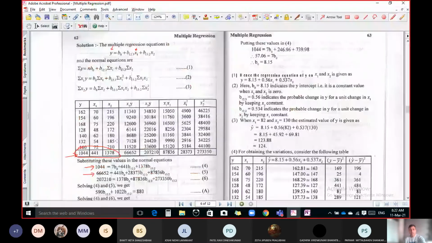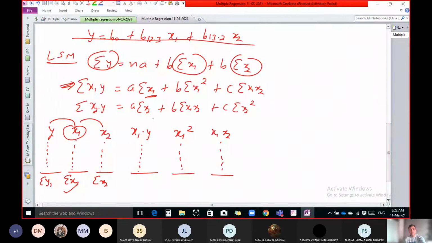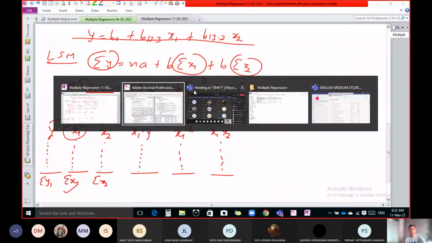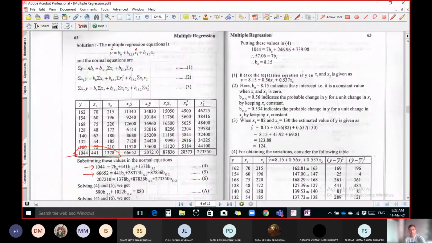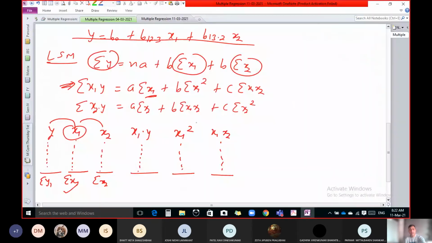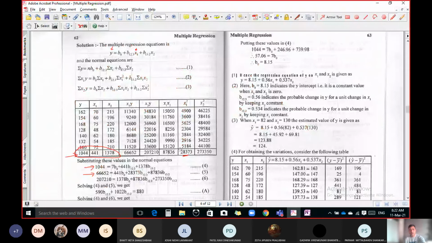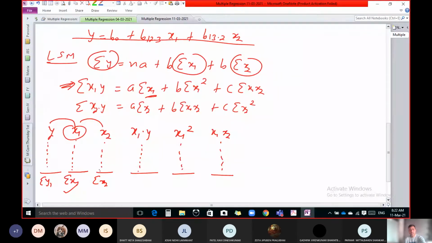a into sigma x1. Sigma x1 is 441 into a, or you can write another symbol b0, plus b into sigma x1 square. These are the values of x1 square, and that total is 2228373, times b12.3, or you can write another symbol b. And then we require x1 into x2. So see the x1 into x2 column and add, we get 87832. So we get the second equation. So we have the first equation and the second equation.